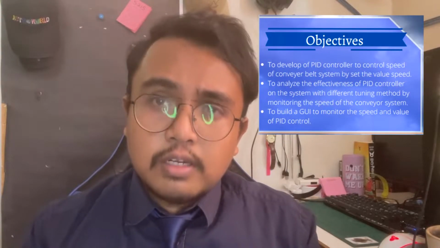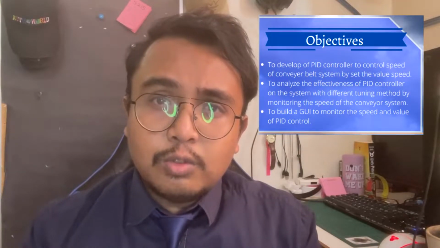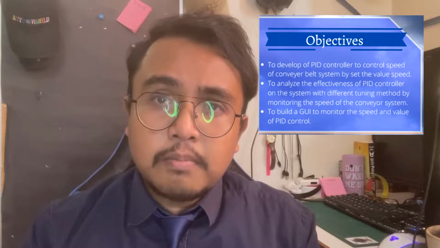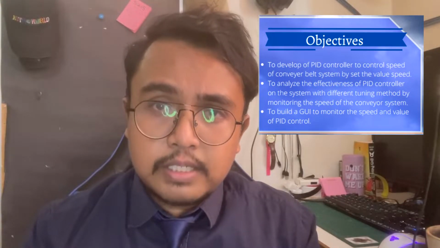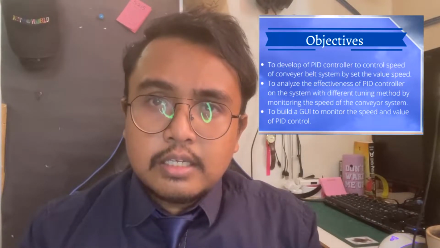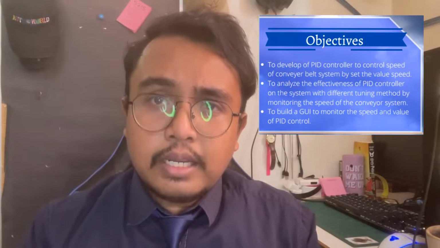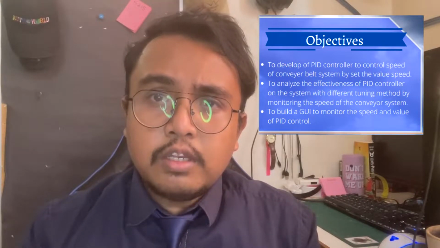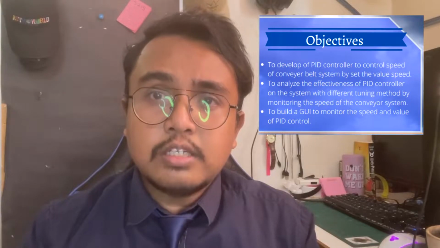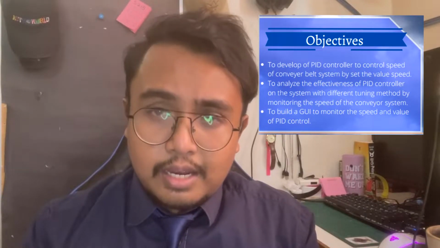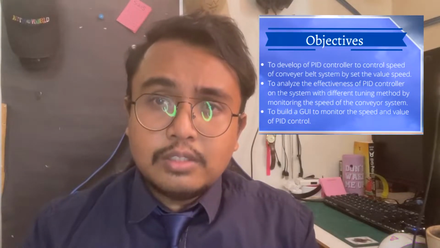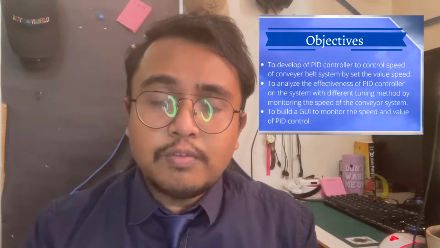Third, the objectives of this project. First, to develop a PID controller to control the speed of the conveyor belt system by setting a certain speed value. Second, to analyze the effectiveness of the PID controller on the system with different tuning methods by monitoring the speed of the conveyor system. And lastly, to build a GUI to monitor the speed and the value of the PID control.